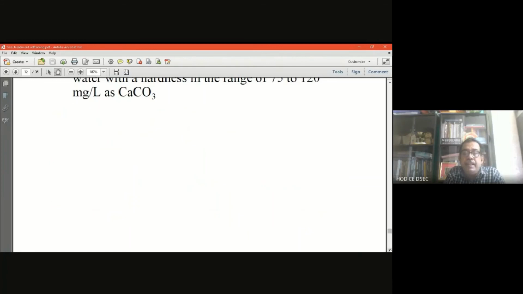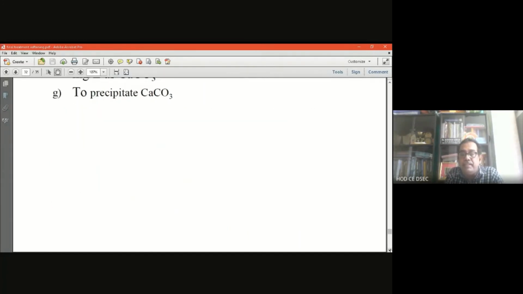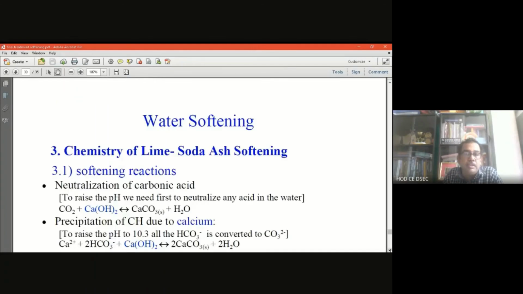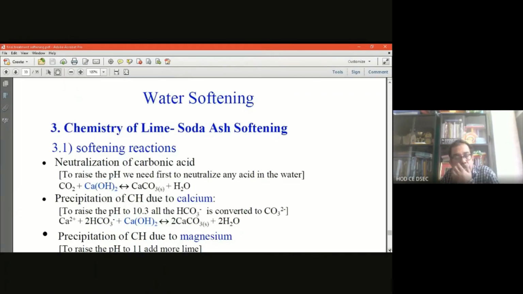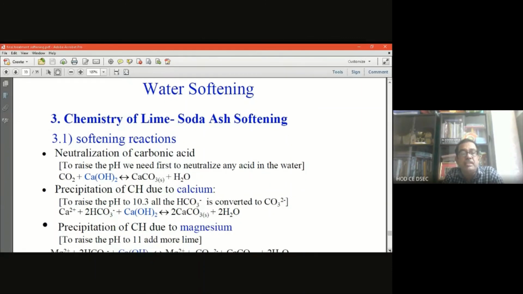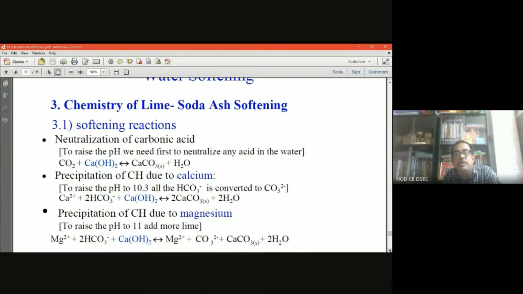Some of the added lime is consumed to remove carbon dioxide, which is necessary to raise the pH. Because if the carbon dioxide is removed, then the pH is raised. So the chemistry of the lime-soda ash process has already been shown to you. This is the reaction: neutralization of the carbonic acid. This is the softening reaction. That means to raise the pH, we first need to neutralize any acid in the water.